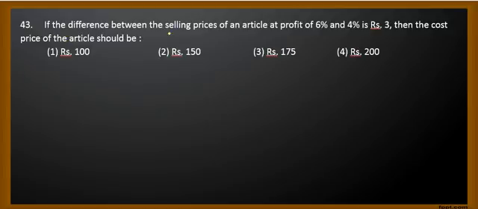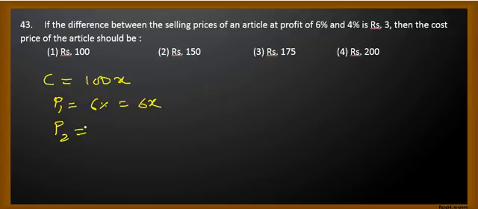The difference between the selling price of an article at a profit of 6% and at 4% is 3 rupees. Assume that the cost price is 100x. The first one is sold for a profit of 6%, which is equal to how much? 6x. The second one is sold at a profit of 4%, which is equal to 4x. Given that the difference between these two, 6x minus 4x, is equal to how much? 3. This implies 2x is equal to 3.